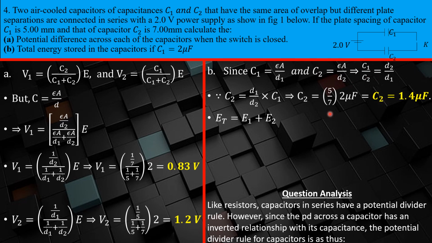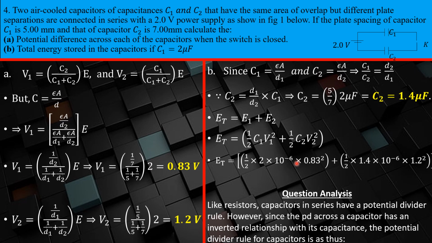Now, when you get that, our E total, the total energy stored by these capacitors, is basically the sum of the individual energies stored by the individual capacitors. And how do I calculate the individual energies? Well, it's half CV squared. So E1, the energy stored by capacitor 1, would be half C1 V1 squared, plus half C2 V2 squared for E2. And so we keep plugging in what C1, V1, C2, V2 are. The rest is just your calculator and maths. So E total is 1.7 microjoules.